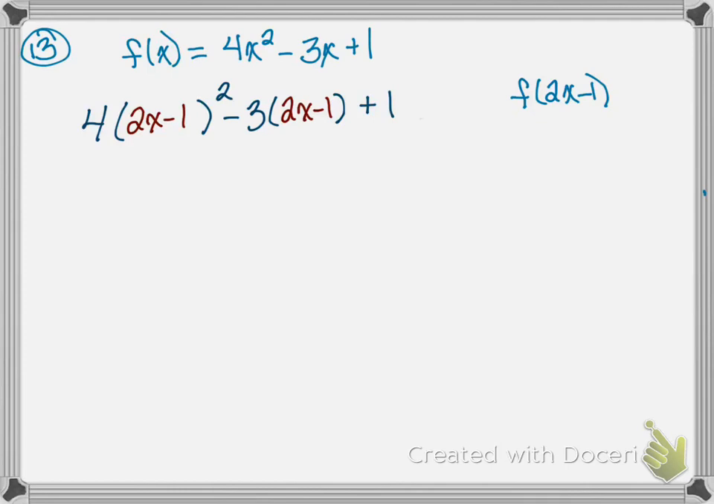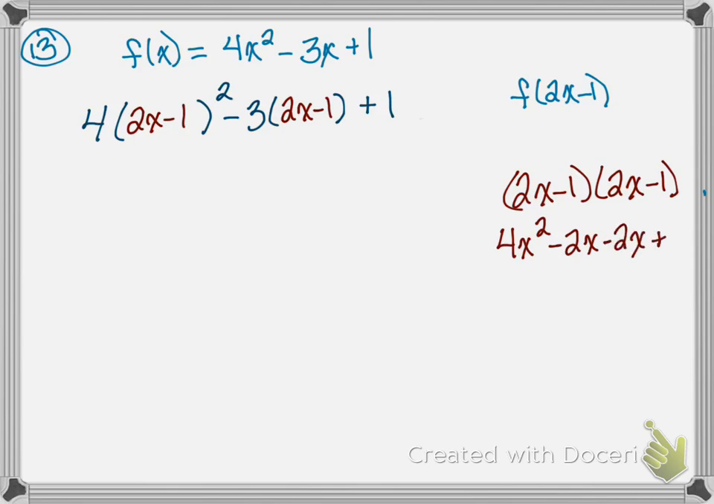The first thing, before you can do anything else, is you've got to go ahead and square that 2x minus 1. And 2x minus 1 squared is the same thing as 2x minus 1 times 2x minus 1, and you have to FOIL that. So be super careful with that, because you don't just square the 2x and square the negative 1. You've got to FOIL this because you are subtracting. So 2x times 2x is 4x squared. 2x times negative 1 is negative 2x. Negative 1 times 2x is negative 2x. Negative 1 times negative 1 is positive 1. So 4x squared minus 4x plus 1.